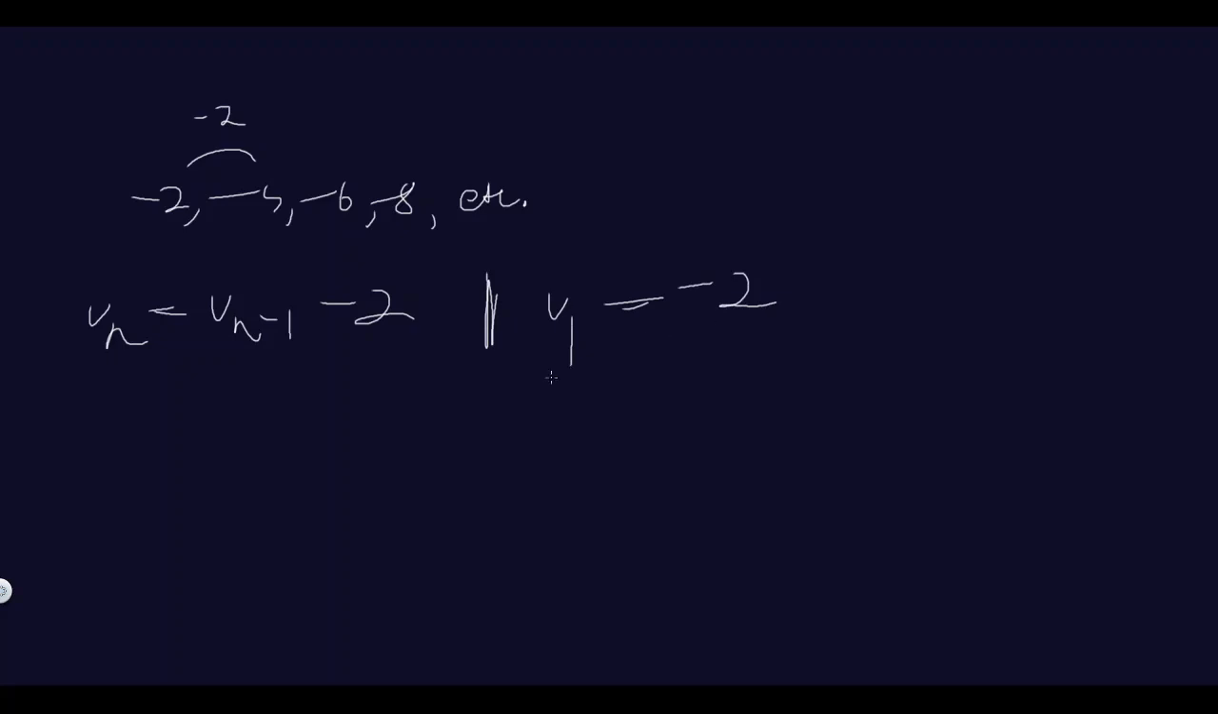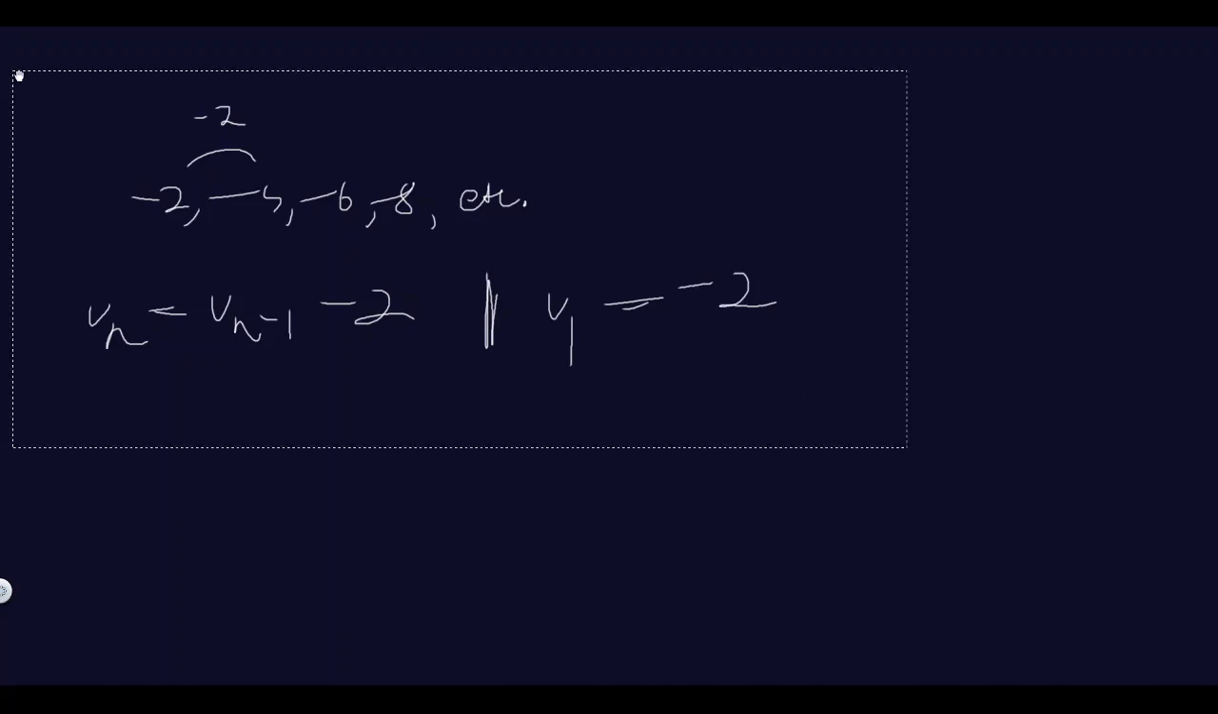Let's do -2, -4, -6, -8, etc. How do we go about finding a recursive general term for this sequence? Well, we obviously know that we're just subtracting 2 each time from the previous term. So therefore, our general term would be u_n equals u_(n-1) minus 2. Simple as that. And our first term would be -2. Very simple, very easy.